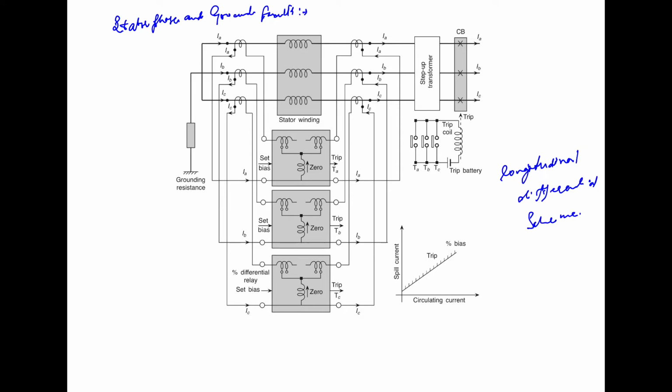This type of scheme is known as the longitudinal differential scheme to differentiate it from another differential scheme, which is known as the transverse differential scheme. This transverse differential scheme is used to detect the interturn fault. So this is the longitudinal differential scheme, and for the interturn faults we are using this transverse differential scheme.